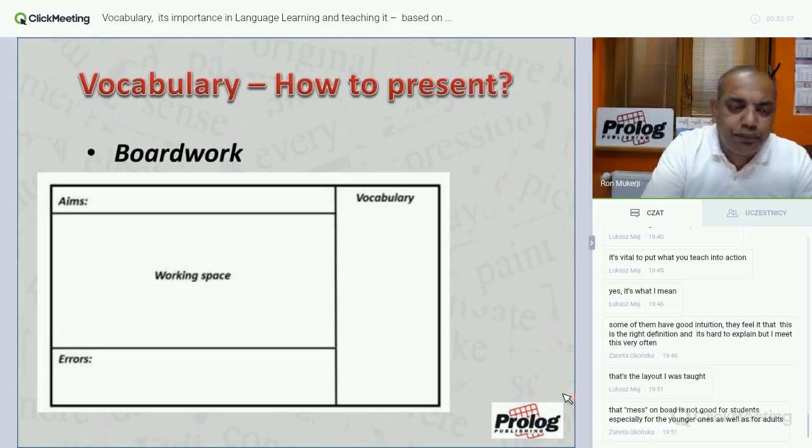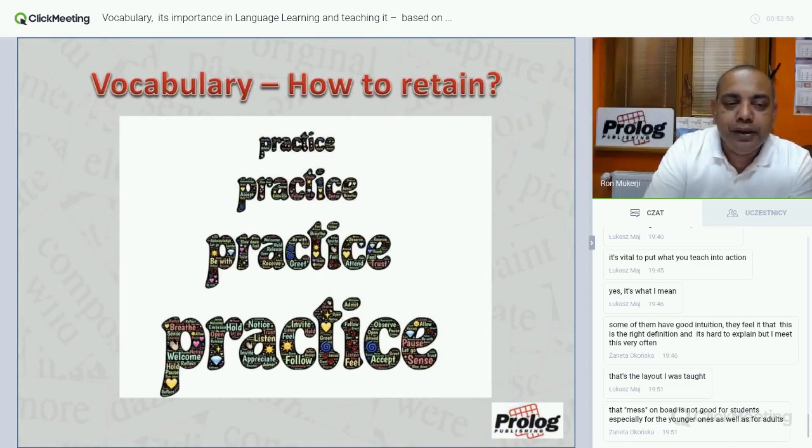So, board work. This is an important part of teaching that we all seem to forget from time to time. So it was just a reminder. I'm sure you guys know perfectly well how to do this. So we just touched on it.